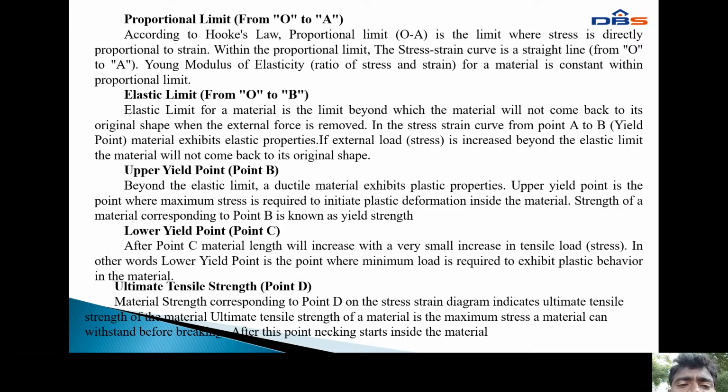Strength of a material corresponding to point B is known as yield strength. Next, point C is the yield strength. After point C, the material length is increased with a very small increase in the tensile load.